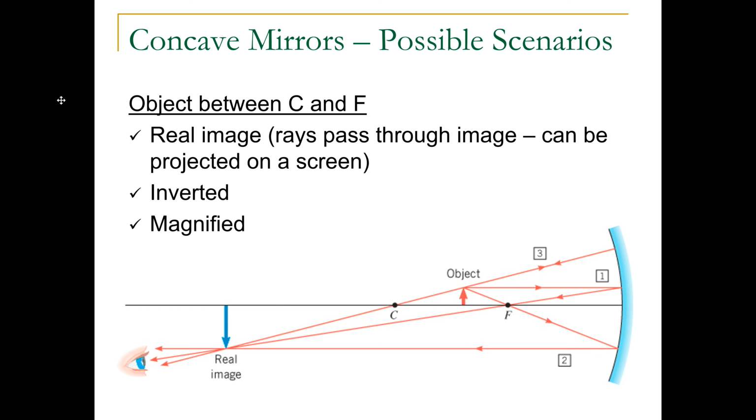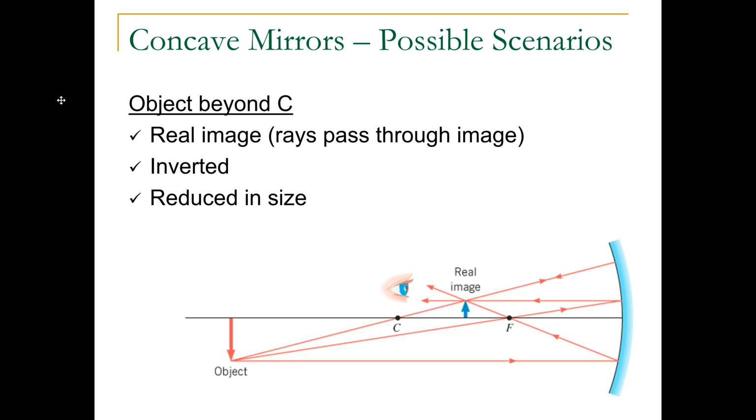And one way you can test if it's a real image, probably the most straightforward way, is you'd put a little screen there, a piece of paper, for example. And if you can project the image onto the piece of paper, then it's a real image. So for example, projectors in a classroom that are projecting an image onto a whiteboard or a projector screen, that's creating a real image. And we can tell because you can actually see the image, you can project it onto a surface. Our image is also inverted, it's upside down, and it's magnified. And I can tell it's magnified because the image arrow is longer than the object arrow.